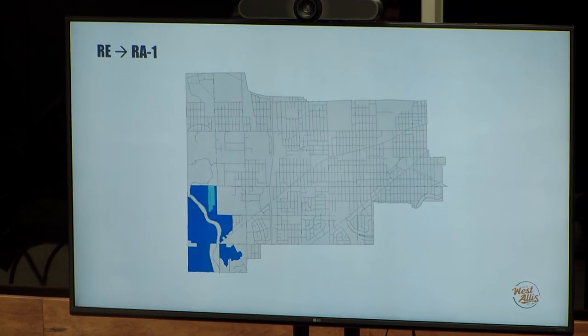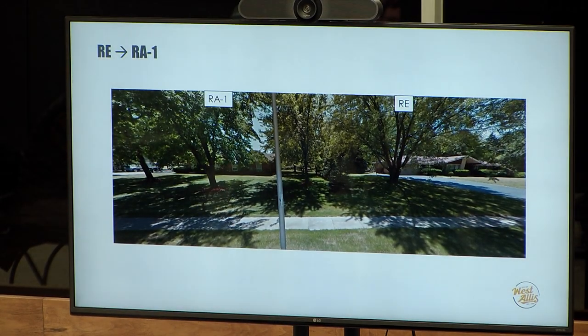So just going one by one to look at these changes. The first is to merge our RE district, currently called the residential estate district, into the RA1 district. The RE is in light blue there. There's just 30 properties on a couple of blocks, and it'll be merging with the rest of the properties in the area. Here's an example of two neighbors. One is zoned RA1 on the left and one is RE on the right. They don't look any different to me. They're very similar types of properties, largely single family. So we want to consider these together, and they'll just be called RA1.